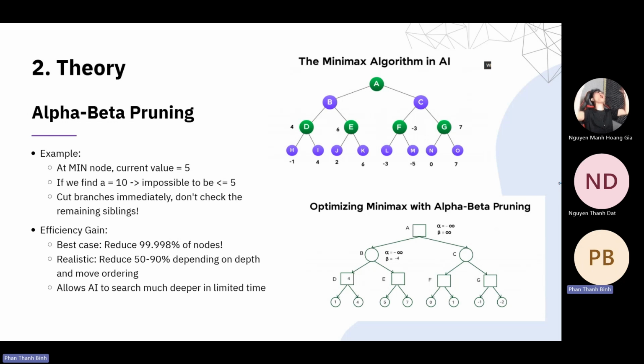Here is an example. Imagine we are at the min node. We already found a move worth 5. If we look at the next branch and see a move worth 10, we stop immediately. Why? Because the min player, the opponent, would never let us get that 10 if they could force us into 5. And this technique is powerful. In the best case scenario, it can reduce the number of nodes we check by over 99%, allowing our AI to search much deeper within the same time limit.